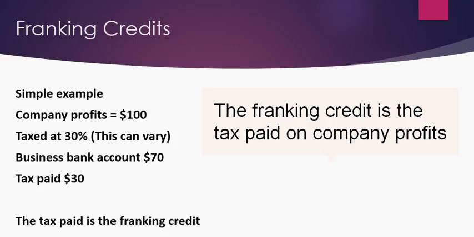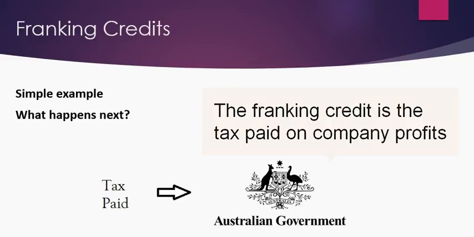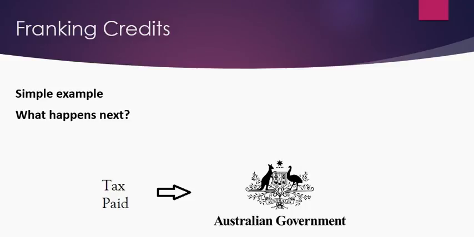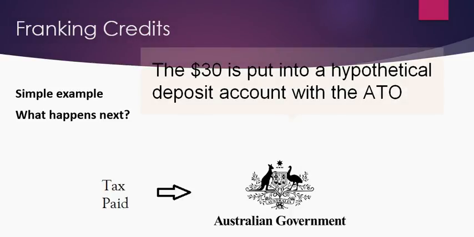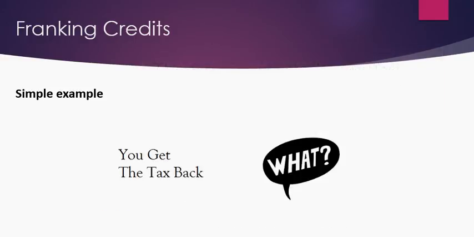So what happens next? We have our $100, we have our $30 in tax. That tax will be paid to the Australian government. And essentially, I'm going to describe it to you this way. It's put in a bank account with the government. So potentially, one day, you'll get the tax back. I'll say it again. One day, you're going to get the tax back.